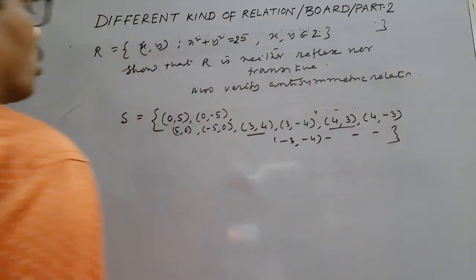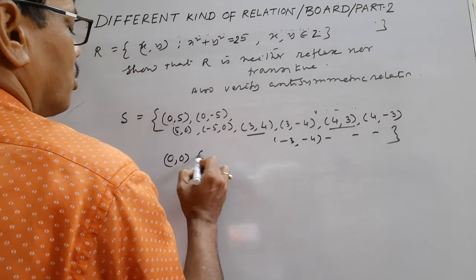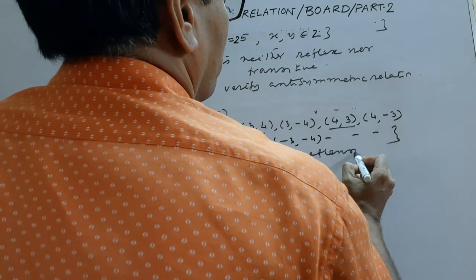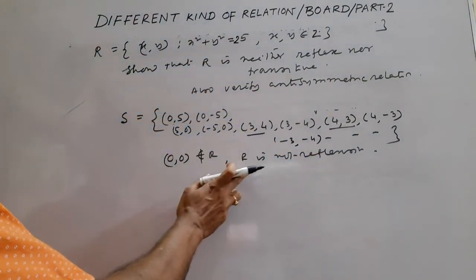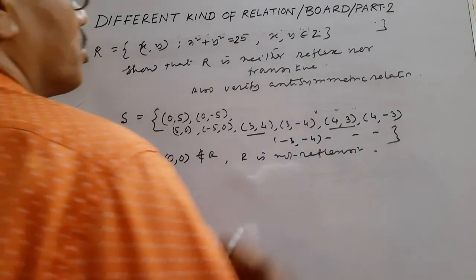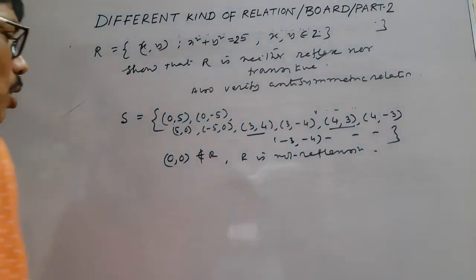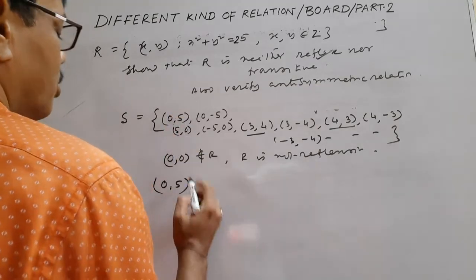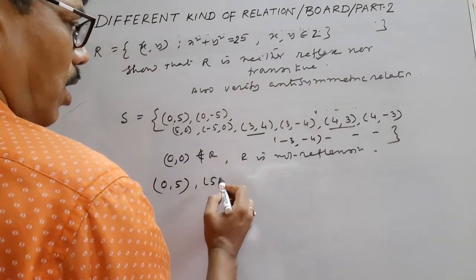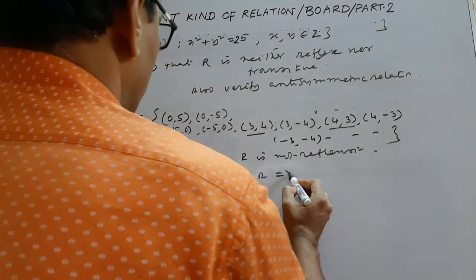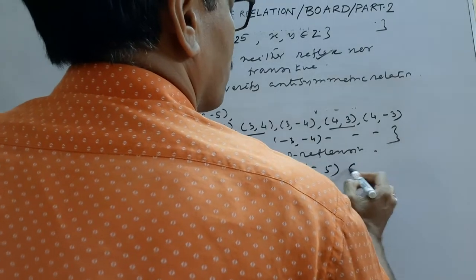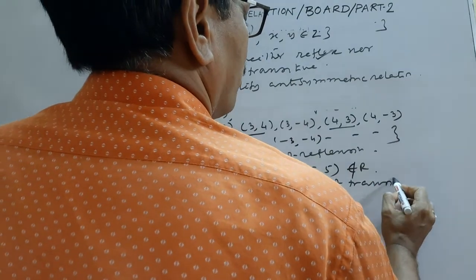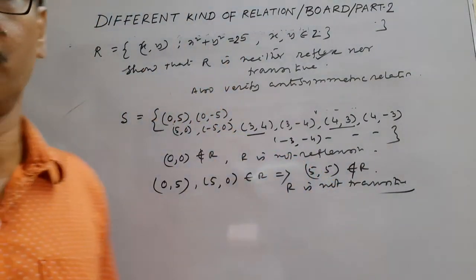Now, look, 0 is a member, but (0, 0) does not belong to R. So R is not reflexive. 5 is a member, but (5, 5) does not belong to R. So it is not reflexive. For transitive, look, (0, 5) and starting with 5, (5, 0) belongs to R, but (0, 0)... implies (5, 5) does not belong to R. So R is not transitive.